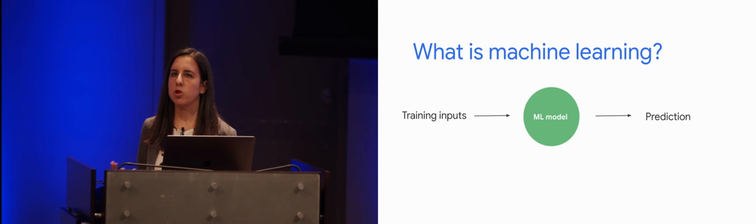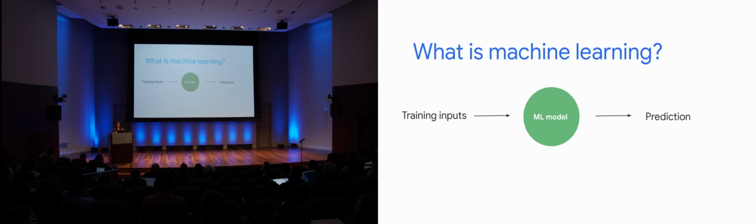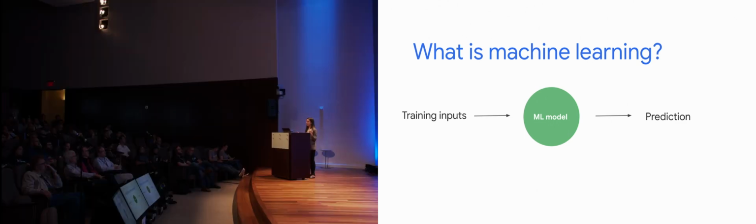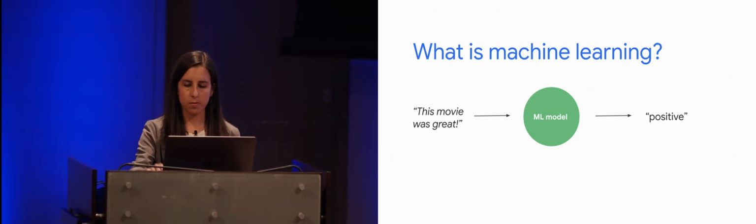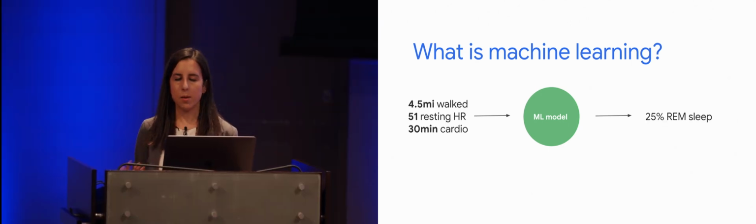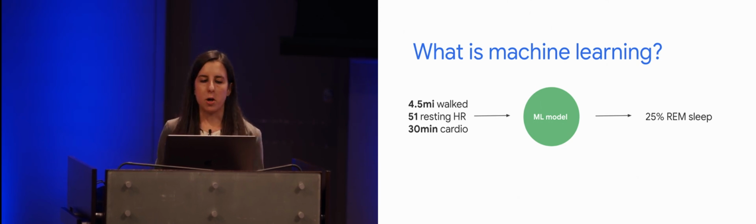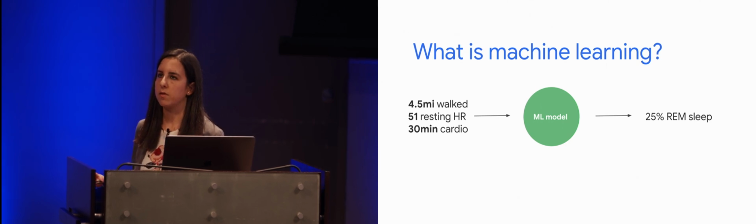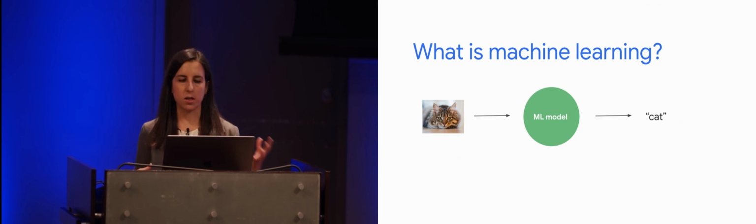So we can think of almost any supervised learning problem in this way. Supervised learning means we provide labeled training inputs to our model. Some magic happens in our model, and then it outputs a prediction. Now these training inputs could really be anything. It could be text, and maybe our model outputs the sentiment of that text, in this case, a movie review. It could be tabular data, numerical or categorical. So in this example, maybe we've got some fitness data on our activity for the day, and our model predicts the quality of the sleep we'll get that night. We could also have images. So our model could take pixels in this image as input and output the label cat.